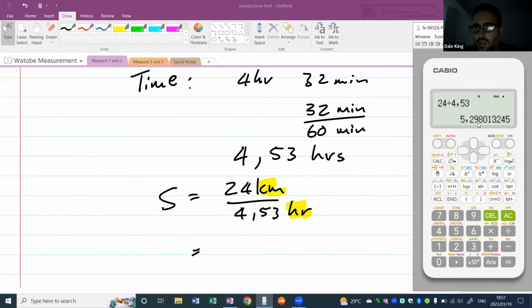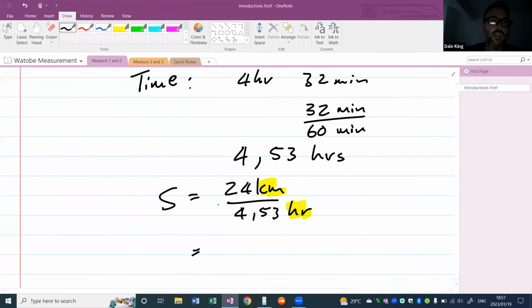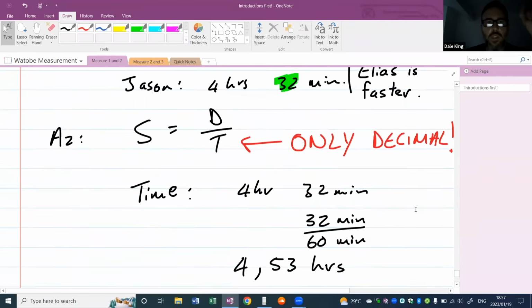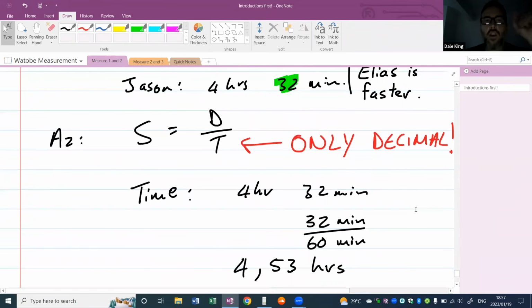And this gives us a speed of 5.298. So I'm looking at the second decimal, which is a 9, because you always round to 2 decimal places. The 8 will change it, which will change the 29 to 30. So it's 5,30 kilometers per hour. Please remember this. If there's one thing you remember, the speed equals distance over time formula only takes time in decimal format. Over and over again, I see my students try to put it in hours and minutes format. It only takes time in the decimal format.